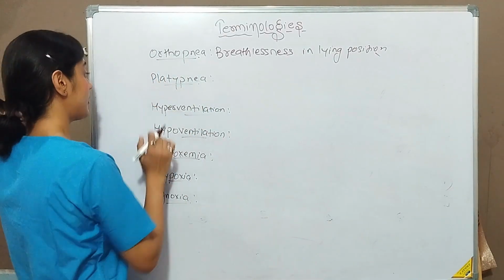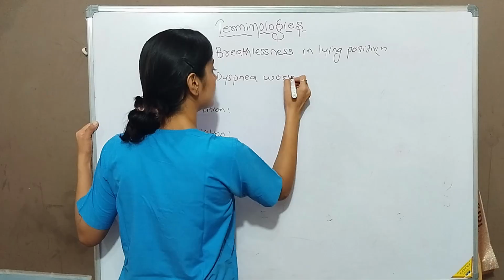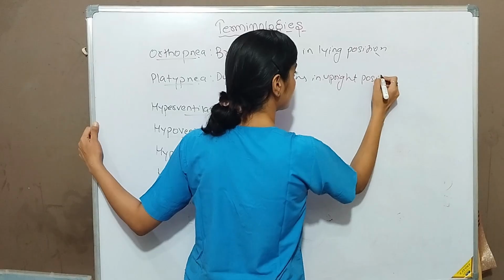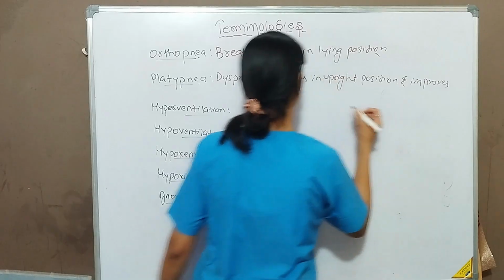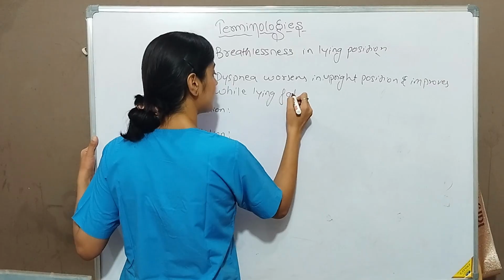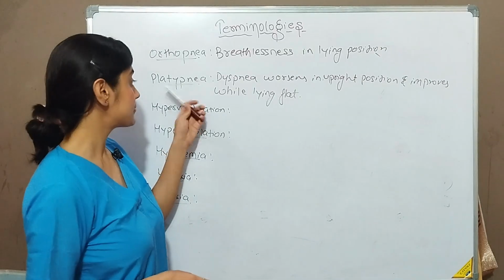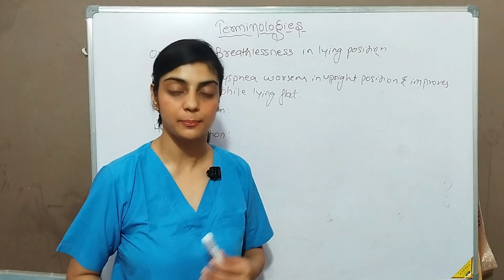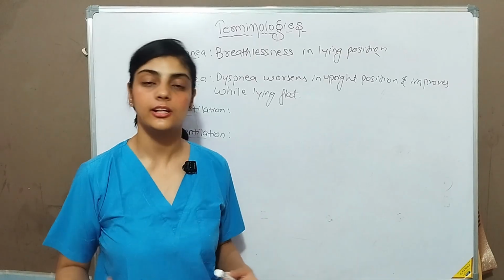Next we have platypnea. Platypnea is dyspnea that worsens in the upright position and improves while lying flat. It is the opposite of orthopnea. In platypnea, the dyspnea worsens when the patient is upright, like sitting or standing. The patient complains of dyspnea or breathlessness, but when lying flat, they are completely normal.